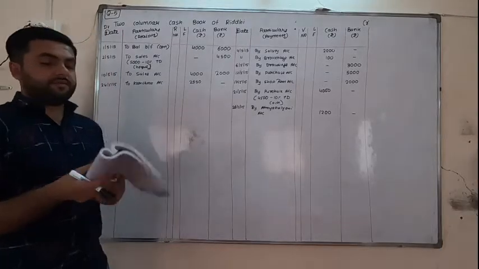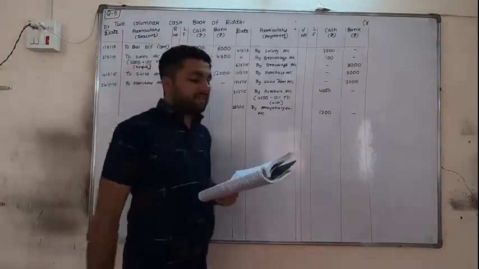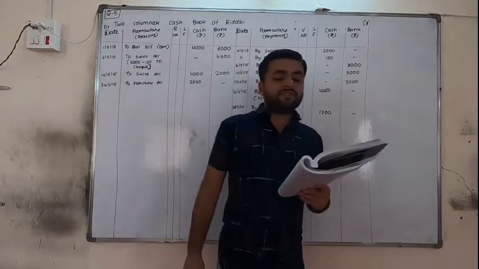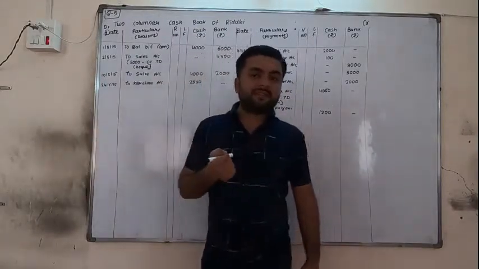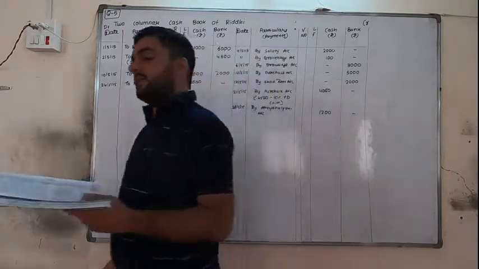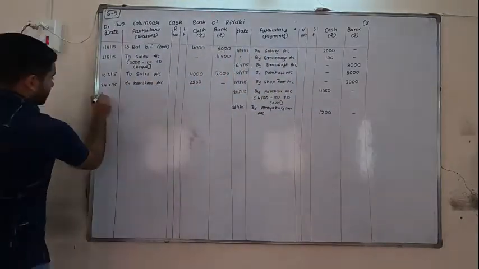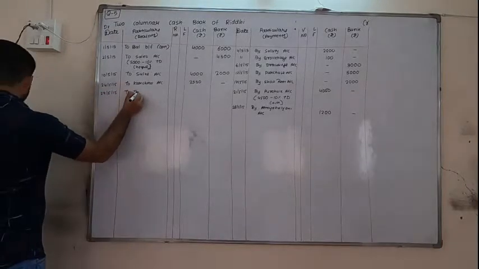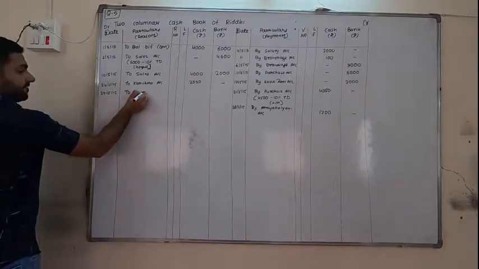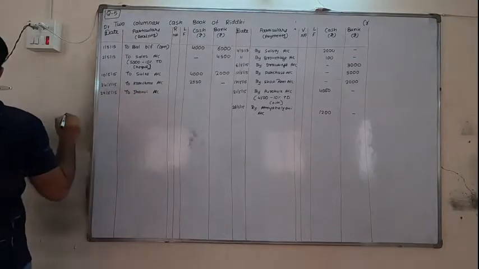Next, 29th. Janvi issued a check of 3,000 which is immediately deposited to bank. Janvi is issuing, means Janvi is giving, we are the receiver and we are depositing that check into bank. So on 29, 550 to Janvi account, amount 3,000.